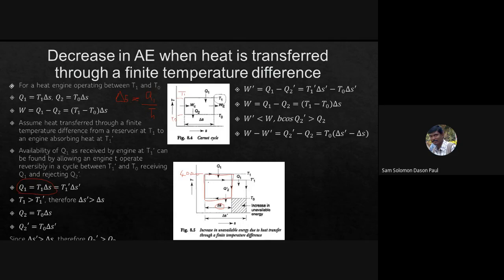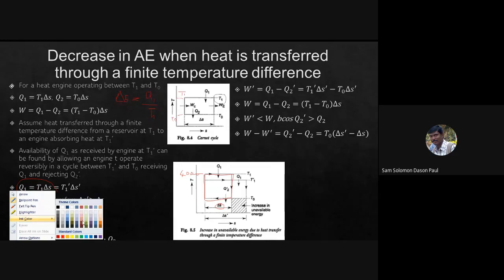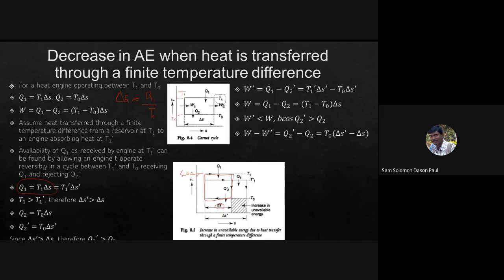Now that same amount of Q1 is absorbed by the heat engine when it runs between T1 dash and T naught. That is the second cycle that you can see here. Let me use another color, maybe this orange. So this is the next cycle when the heat engine runs between T1 dash and T naught. For this, Q1 will be T1 dash times delta S dash. Is that clear?